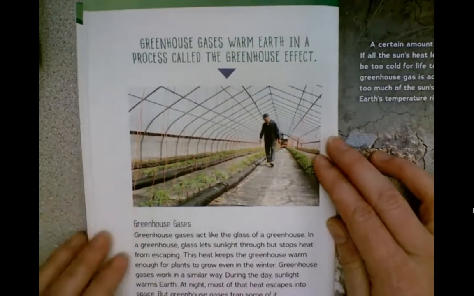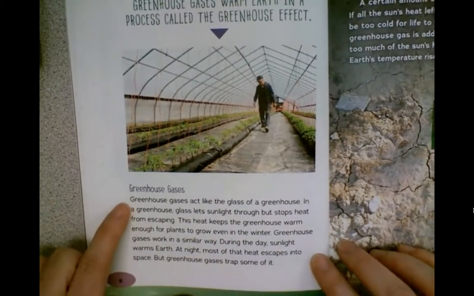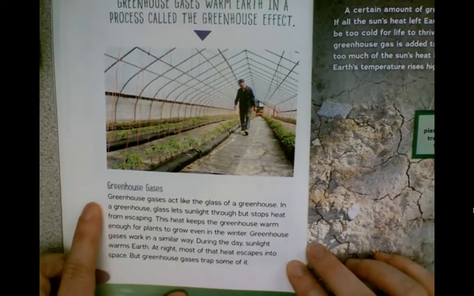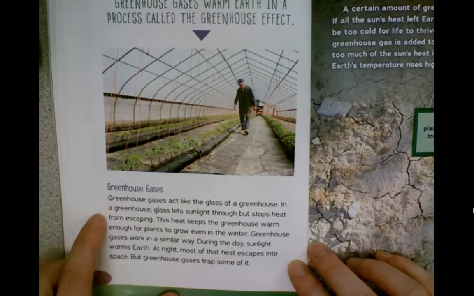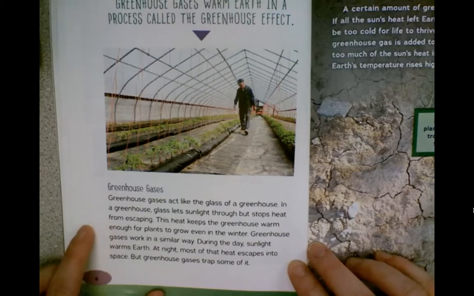Greenhouse gases warm Earth in a process called the greenhouse effect. Greenhouse gases act like the glass of a greenhouse. In a greenhouse, glass lets sunlight through but stops heat from escaping. This heat keeps the greenhouse warm enough for plants to grow even in the winter. Greenhouse gases work in a similar way.